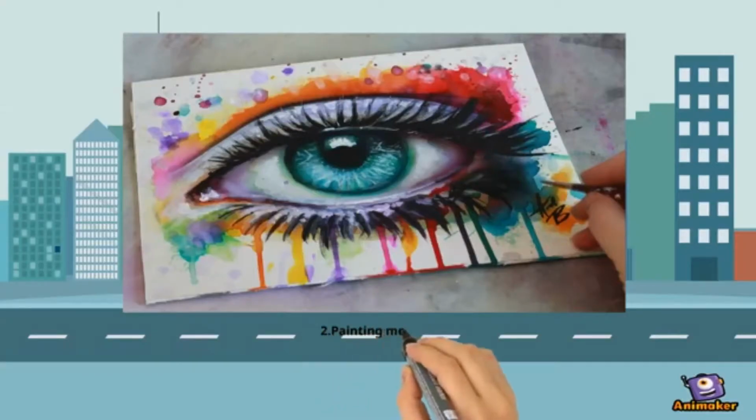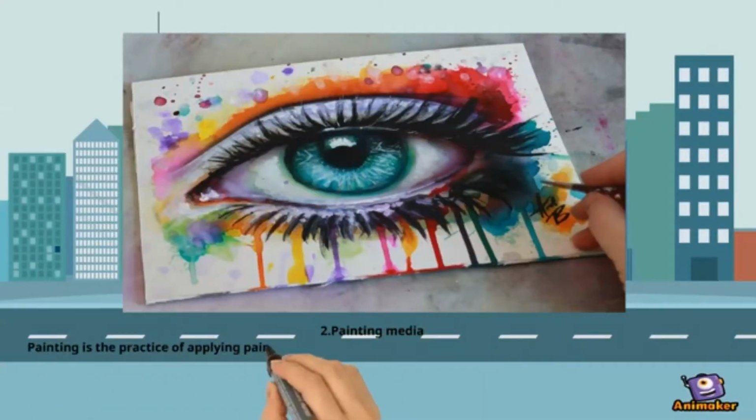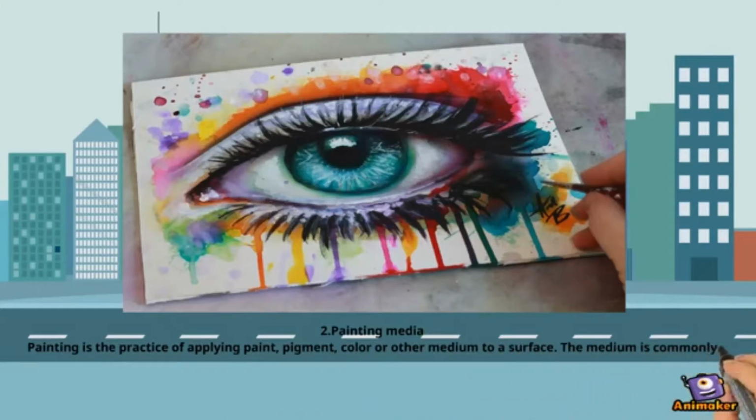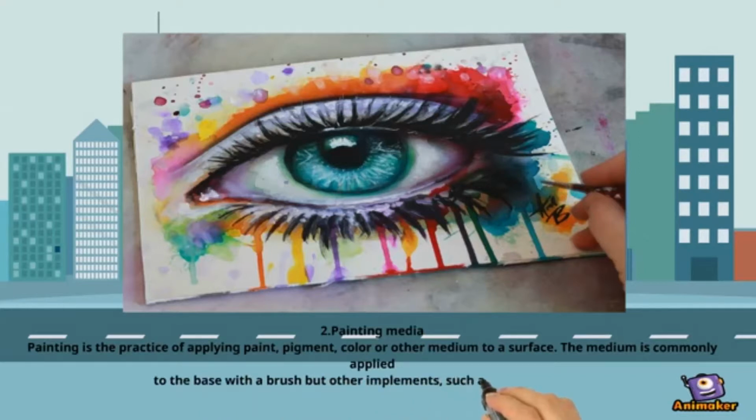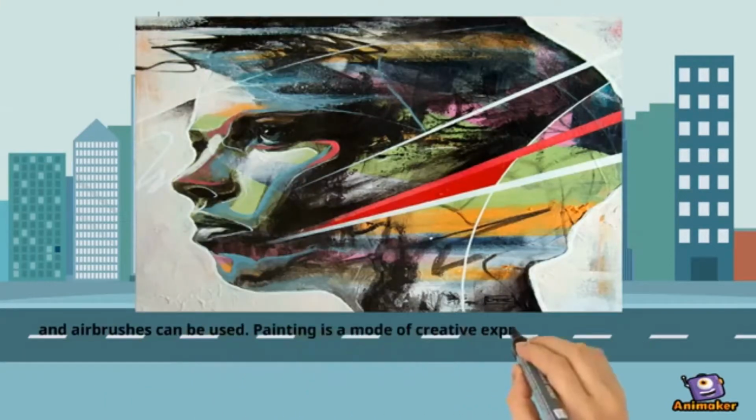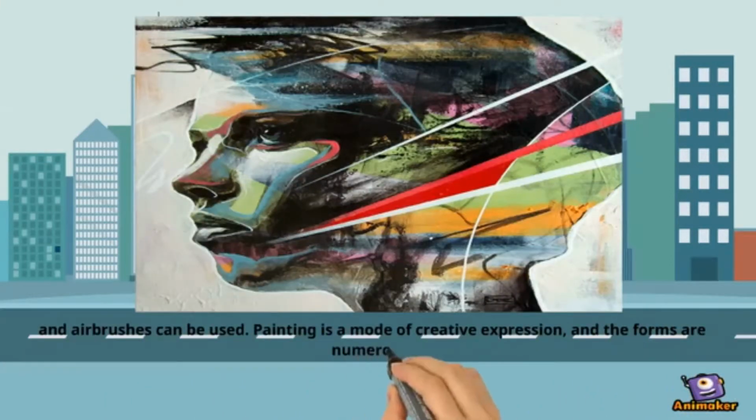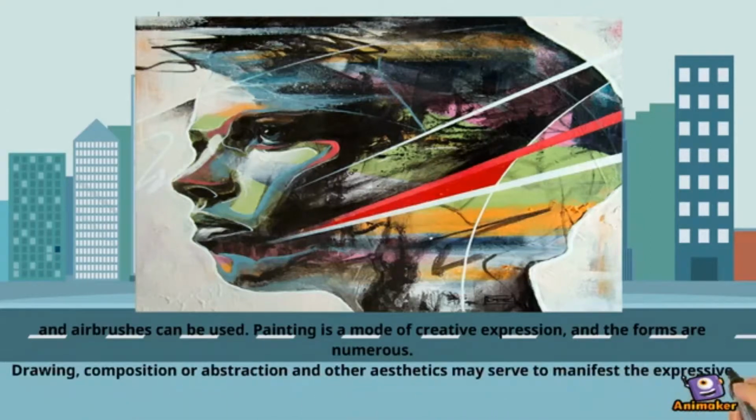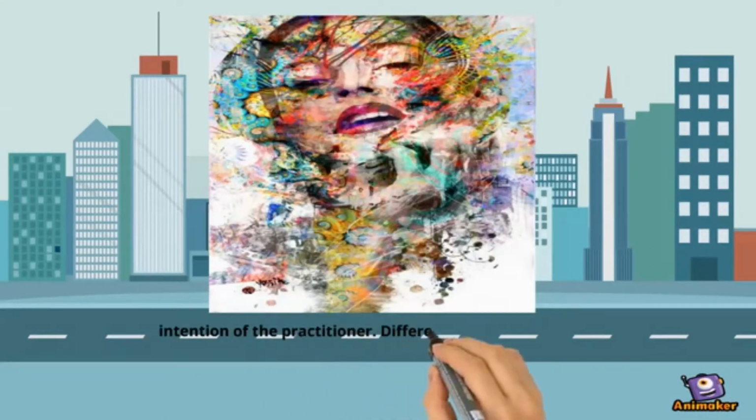2. Painting. Media painting is the practice of applying paint, pigment, color or other medium to a surface. The medium is commonly applied to the base with a brush, but other implements, such as knives, sponges, and airbrushes can be used. Painting is a mode of creative expression, and the forms are numerous. Drawing, composition or abstraction and other aesthetics may serve to manifest the expressive and conceptual intention of the practitioner.